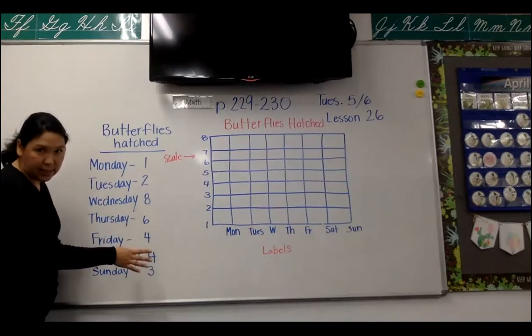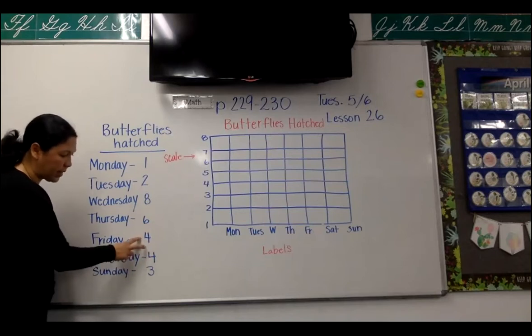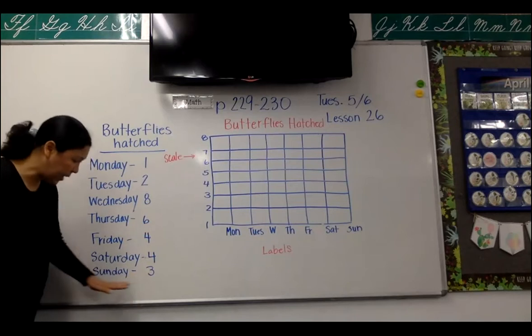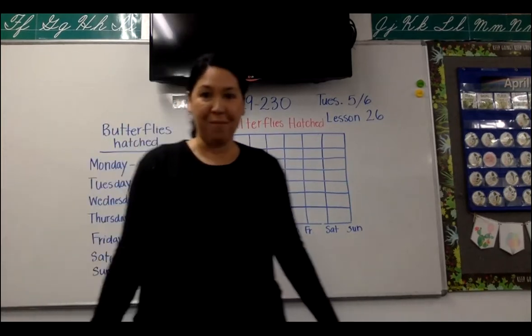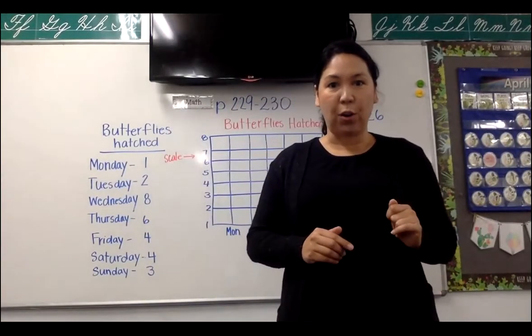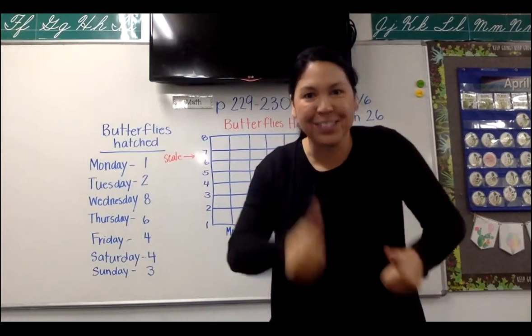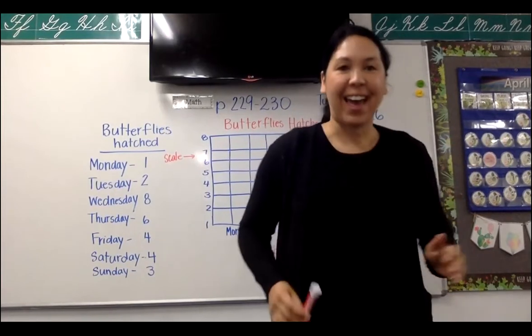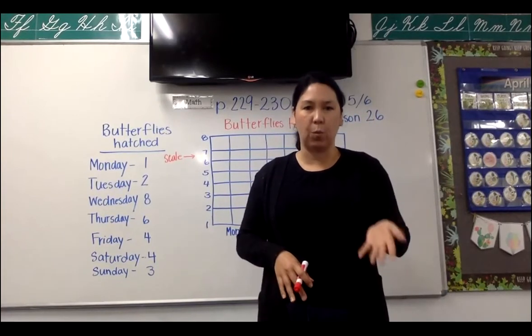But still, guys, this is a lot of chrysalises. Friday, there were 4. Friday and Saturday tied. Both had 4. And then Sunday, they had 3. Now, I didn't go over yesterday, so I don't know how many hatched, but we're going to plot this data on our line graph and see how it looks, and you'll see how this graph's a little bit different than what we've been doing, okay?